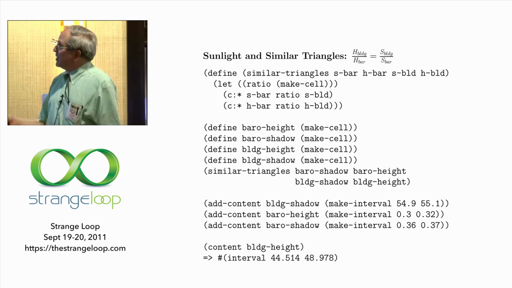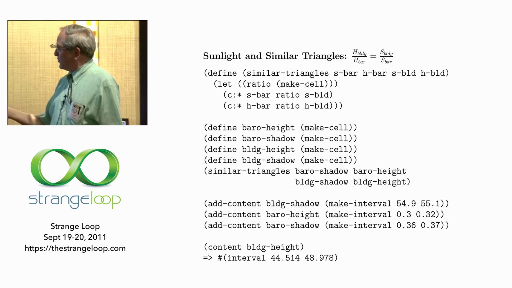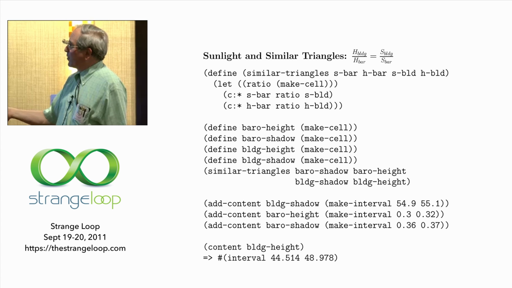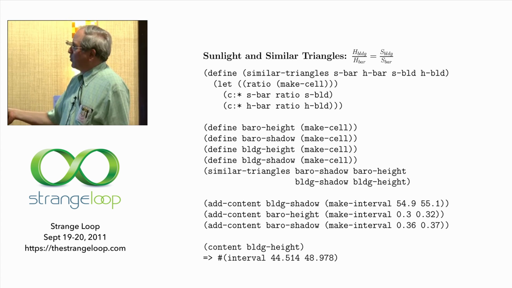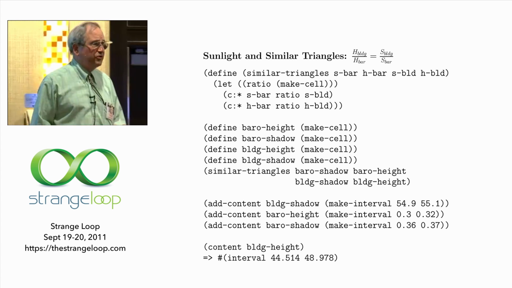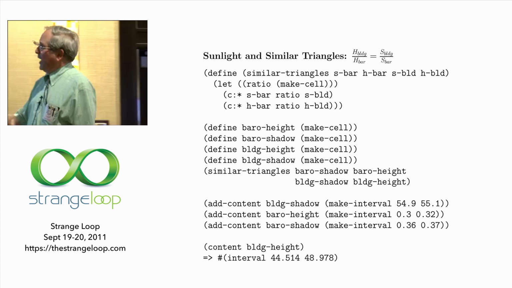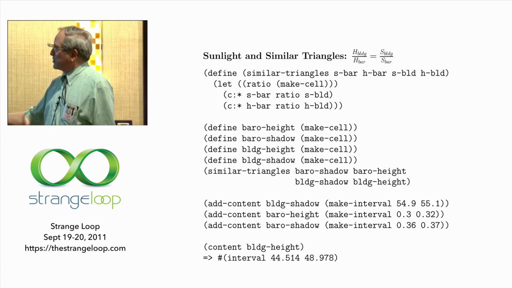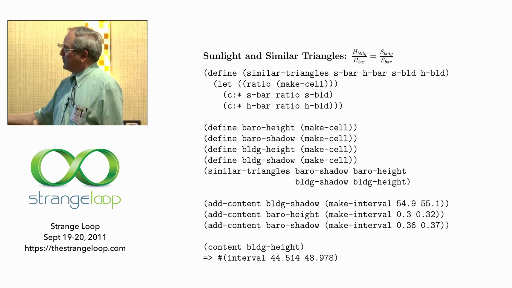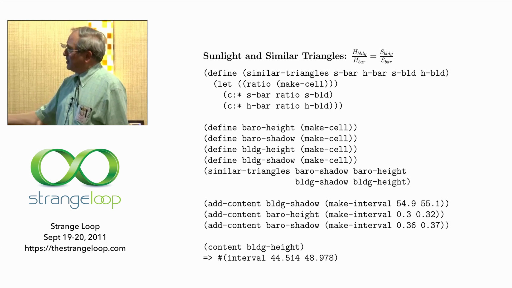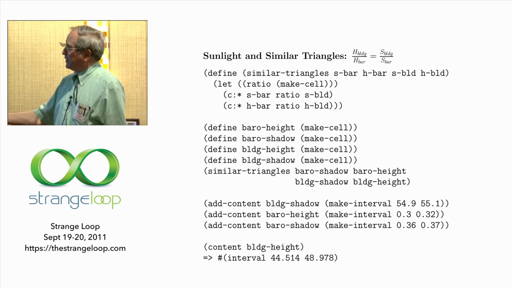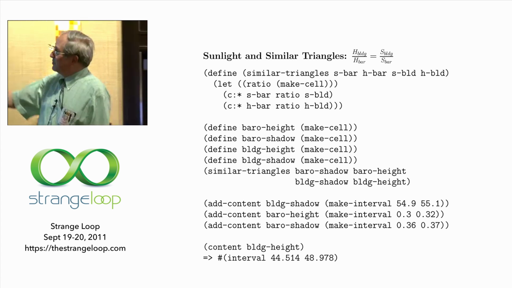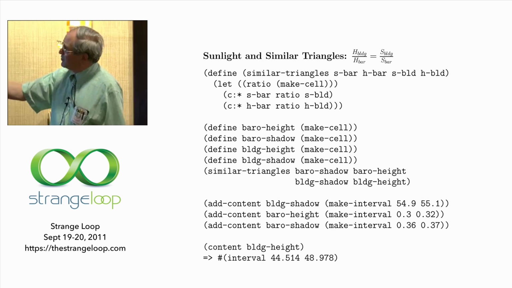which is, in this case, if I started out with a building that was, I didn't put units in here, 54, the building shadow was between 54.9 and 55.1 feet long. I'm assuming that that's an interval, which has error. Okay? And the height of the barometer is between 0.3 and 0.32 feet, and the shadow of the barometer is between 0.36 and 0.37 feet. Then the building height is an interval between 44.5414 and 48.978 feet. Okay? That's done by building a similar triangles propagator, which is simple enough.